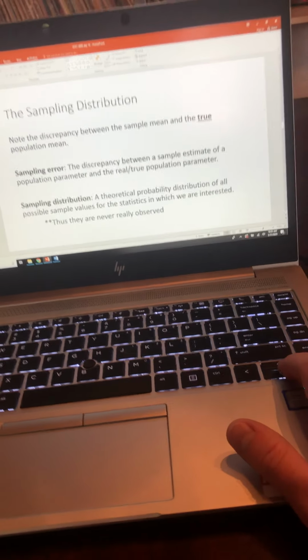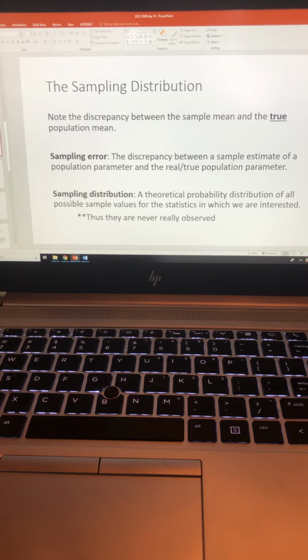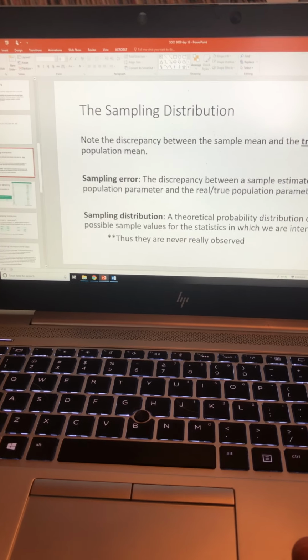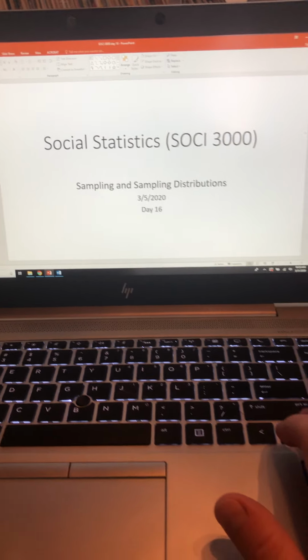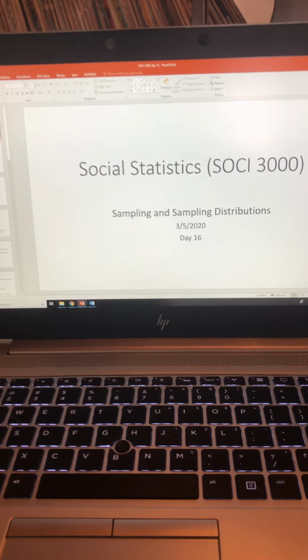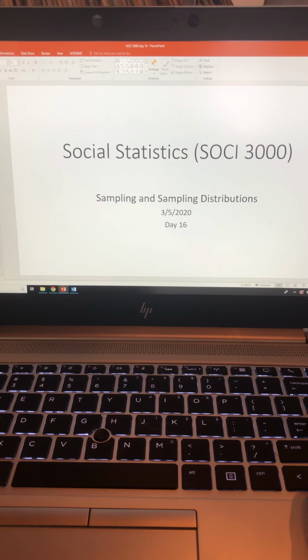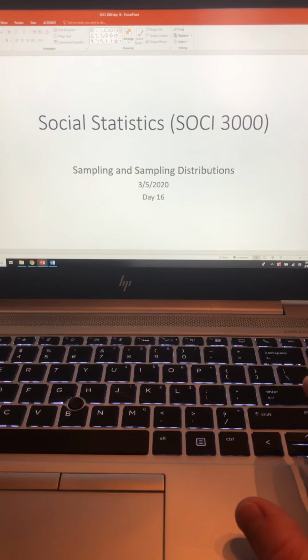Okay, so here are the slides for today's lesson. It says day 16 on the slides. I had combined 16 and 17. I put all of the sampling and sampling distribution stuff together just to save paper. So you probably have these printed out. If not, obviously they're posted on BlazeView.